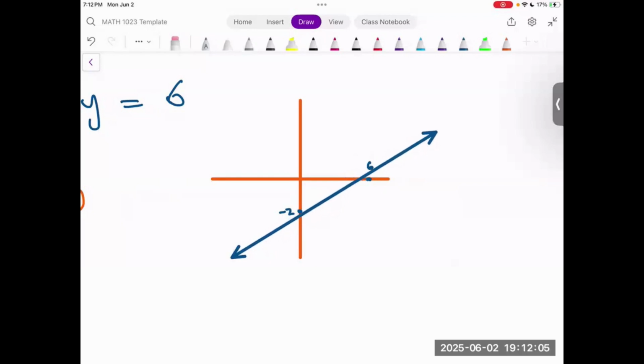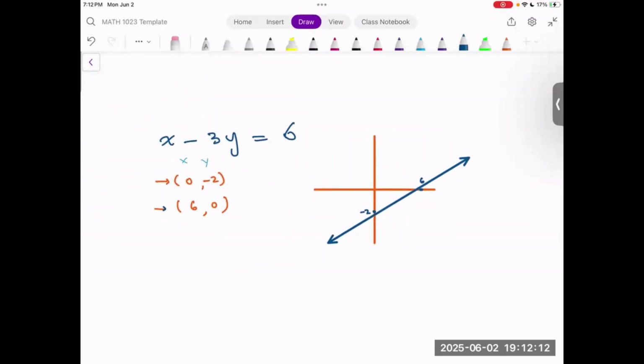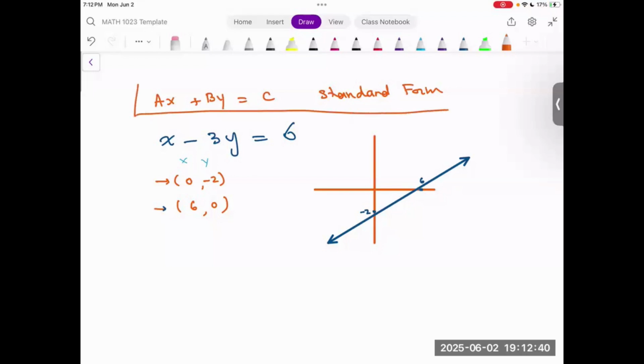I usually miss it, but anyway, I missed it again. But you got it? So by knowing the x-intercept and the y-intercept, you already know how to graph it. And this is the form ax plus by equals c. This is what we call the general form, or the standard form, of a linear equation.